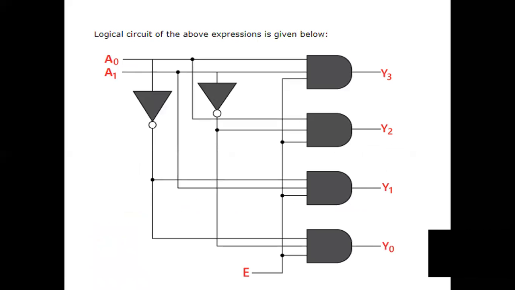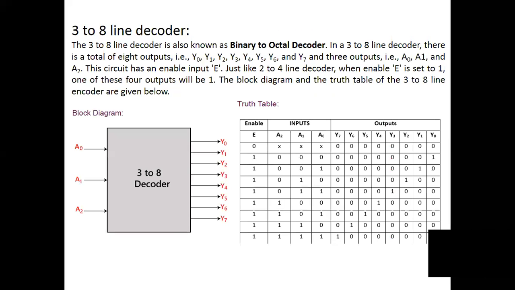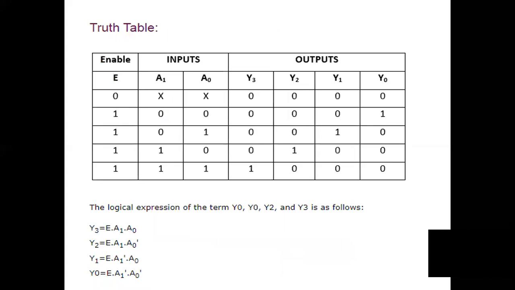So this is a logic diagram of the logical circuit of the decoder. A0, A1 and E. E is connected to all the AND gates. According to the NOT gates, Y3, Y2, Y1, Y0 will come according to the input. If it is 0, 0, Y0 will be worked. If it is 0, 1, Y1 will be worked. Likewise, 1, 1 means Y3 will be worked. That is, the output is Y3. So this is a block diagram of your 2 to 4 decoder.